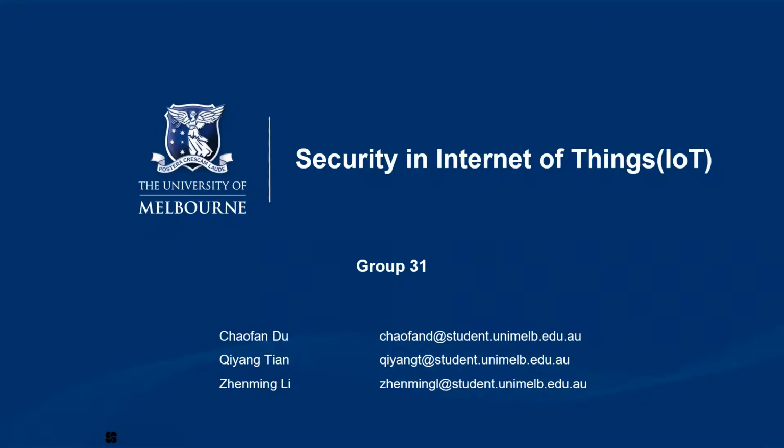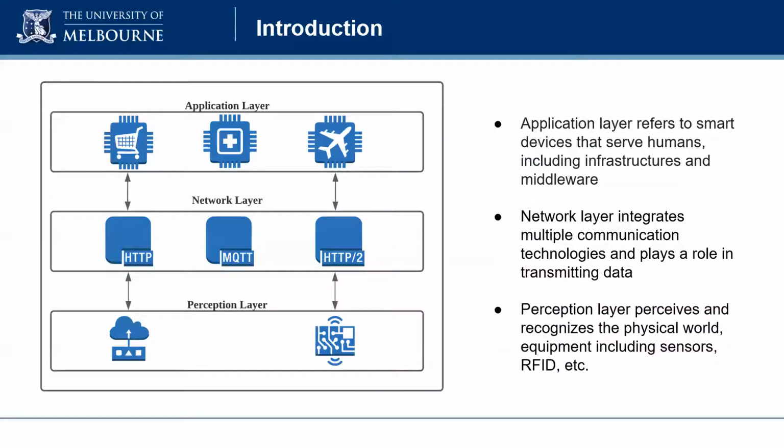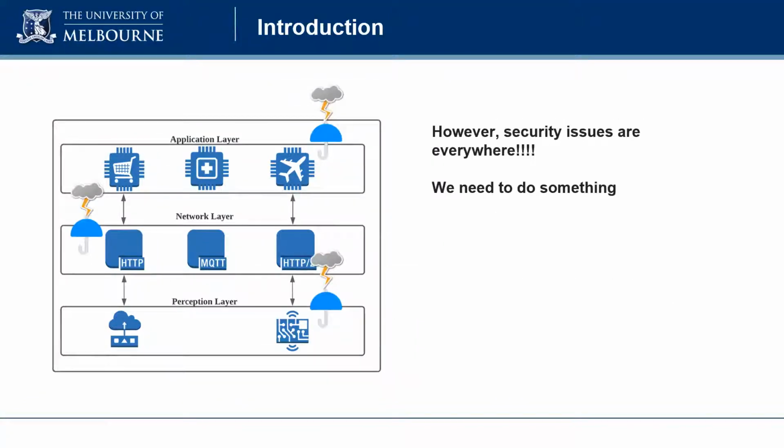Now let's begin. First of all, please let me briefly introduce the IoT. The IoT is divided into three layers: application, network, and perception layer. The application layer generally refers to smart equipment for human services. The network layer is generally used to transmit data. The perception layer mainly perceives information from the physical world and converts it into data. Every layer has the possibility of being attacked. We must consider security issues.